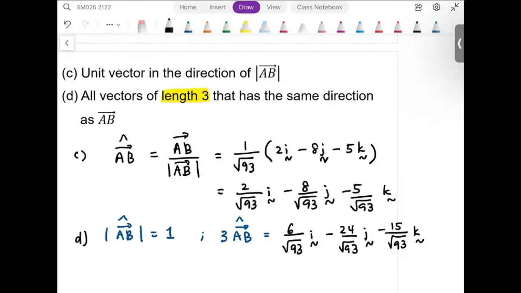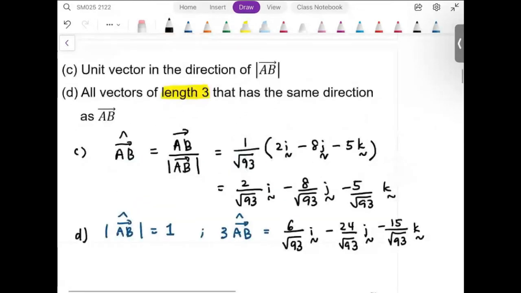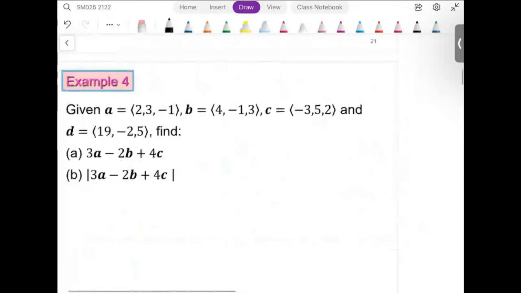Okay. Settle this example. Ada soalan ke so far? Saya pergi laju je sebab saya rasa macam awak tahu je semua benda ni. Macam recap je. Kalau tak ada saya pergi seterusnya.